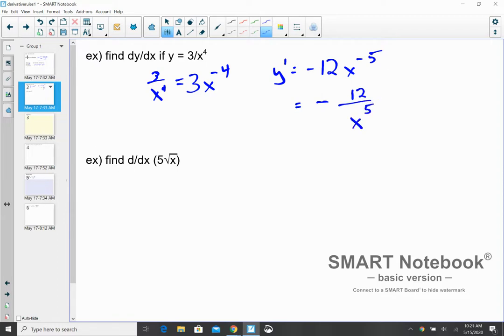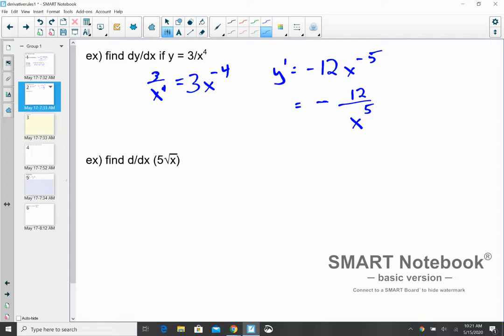We really want to avoid writing negative exponents. We're going to have to use all of our algebra tricks that we've learned over the past couple of years to make sure that we don't leave things like negative exponents and complex fractions. Those are the two no-nos.